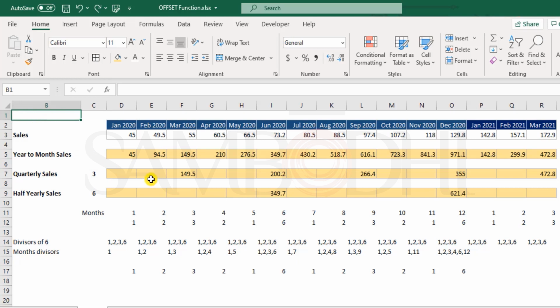And the core purpose of the offset function is dynamic selection, or dynamic range selection. And that's very critical when you're working on complex structures within Excel.